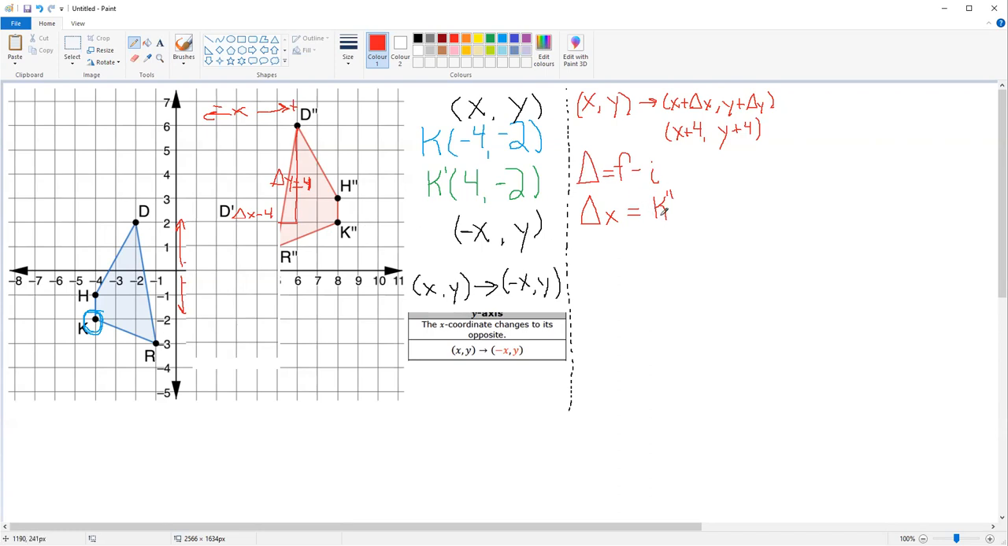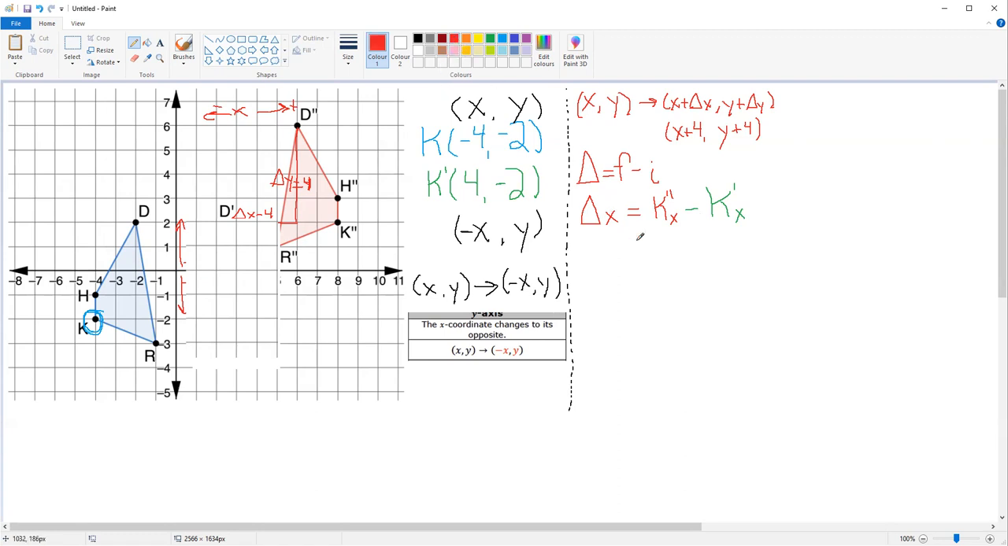It seems a little confusing, but it's the x of K double prime. So that's just saying it's the x value of point K double prime, minus the x value of the K prime.